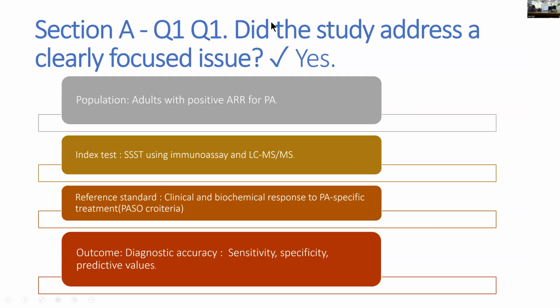So question 1, did the study address a clearly focused issue? The population they had taken were adults who had a positive ARR and were tested for primary hyperaldosteronism.